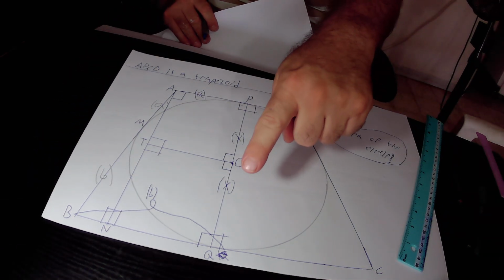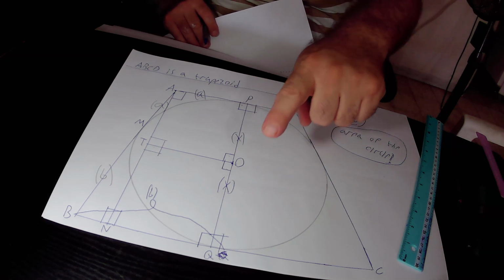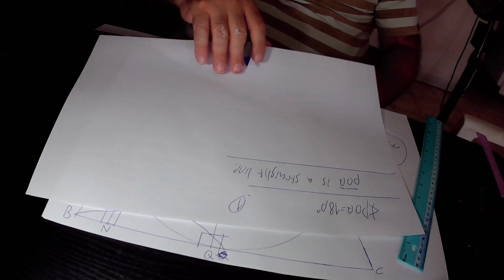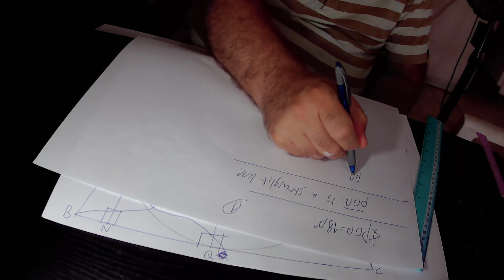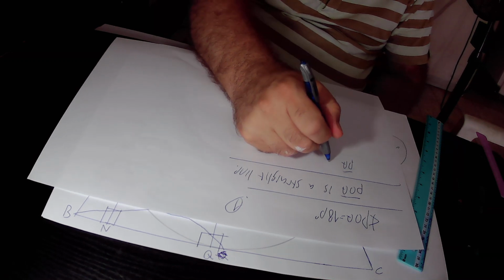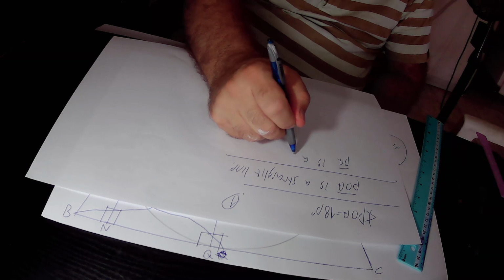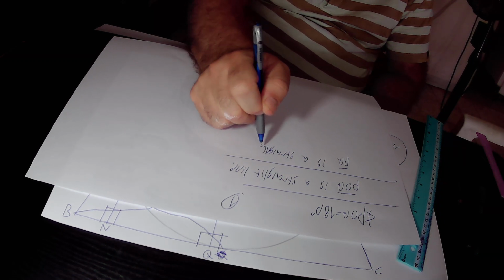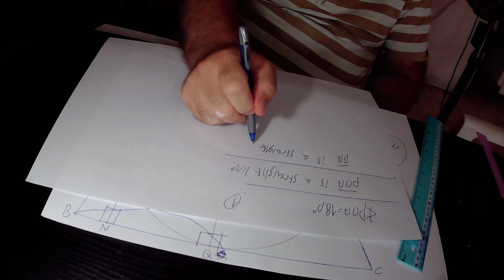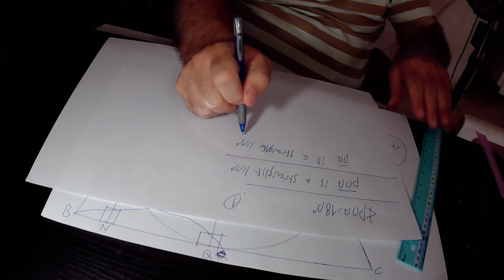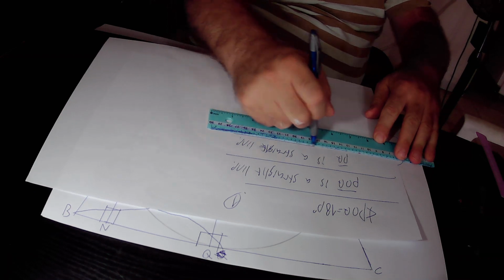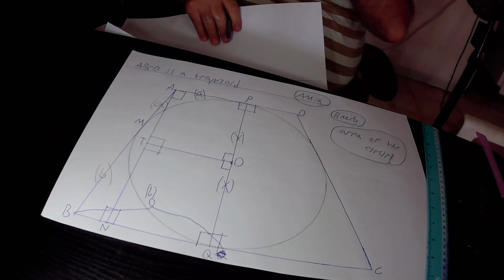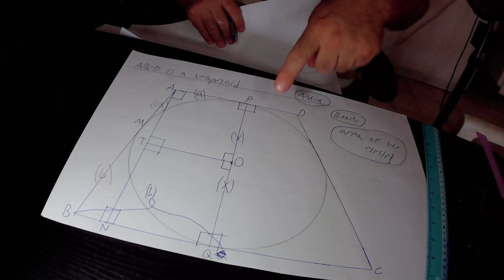If line segment POQ is a straight line, PQ is also a straight line. Line segment PQ is a straight line.